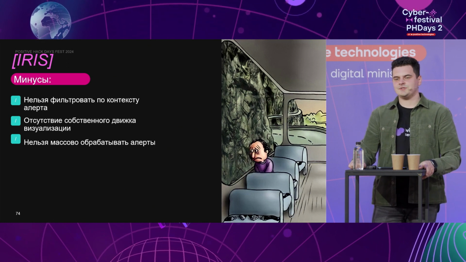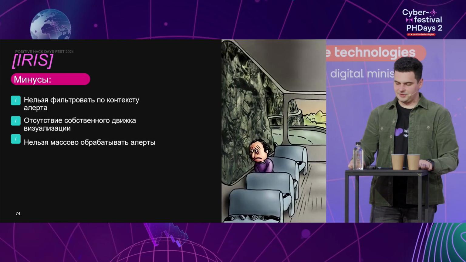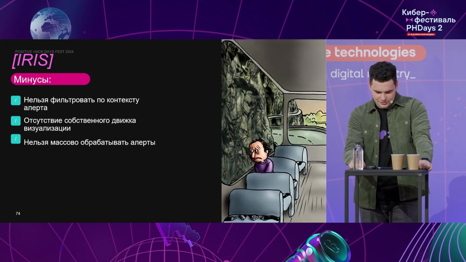Absence of our own visualization engine. Grafana is good, but because we collect our metrics in that system, it would be good to visualize also in that system. And at least currently, you cannot mass process alerts, but the developer is aware of that, and hopefully in future versions they will fix that.